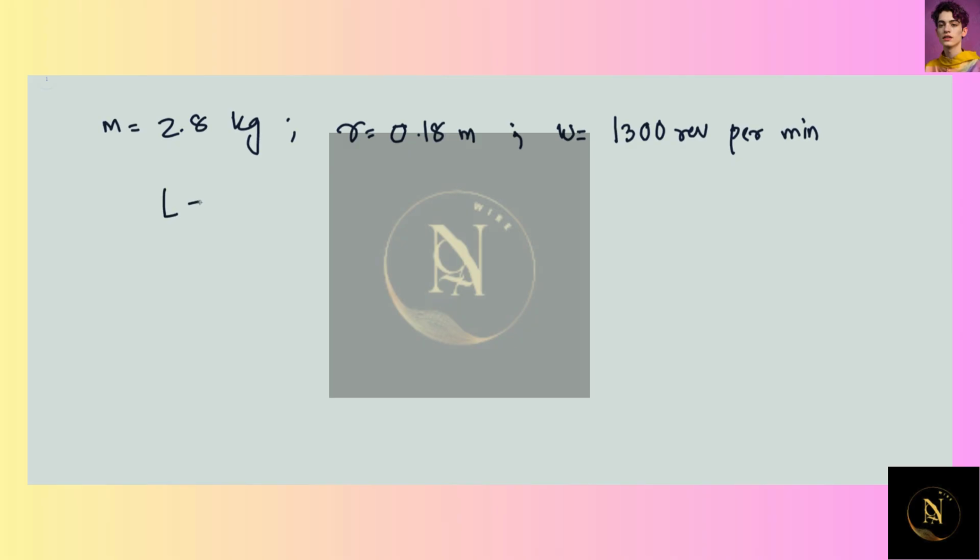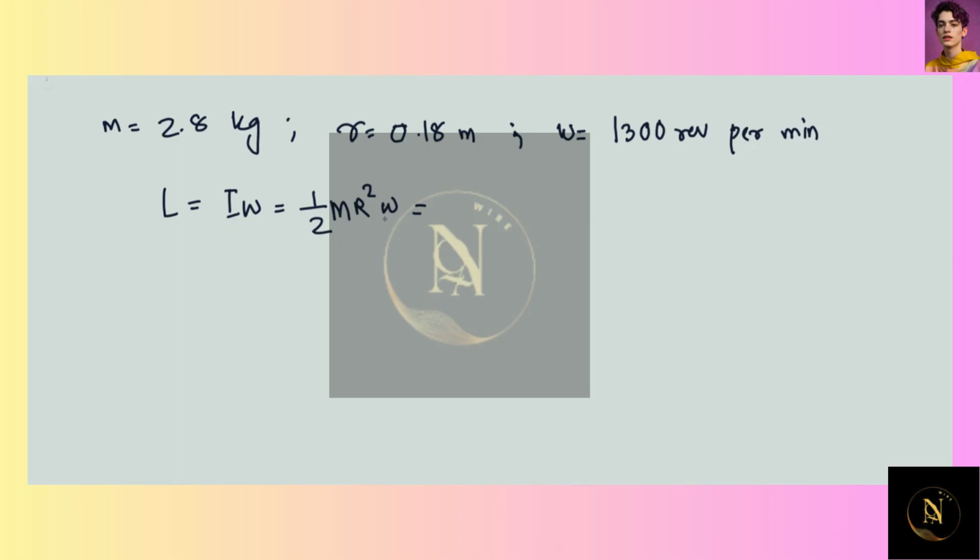To find the angular momentum, we will use equation 11.1. It says that L is given by I, the moment of inertia, times omega, the angular velocity in terms of radians per second. And here I is half m r squared.